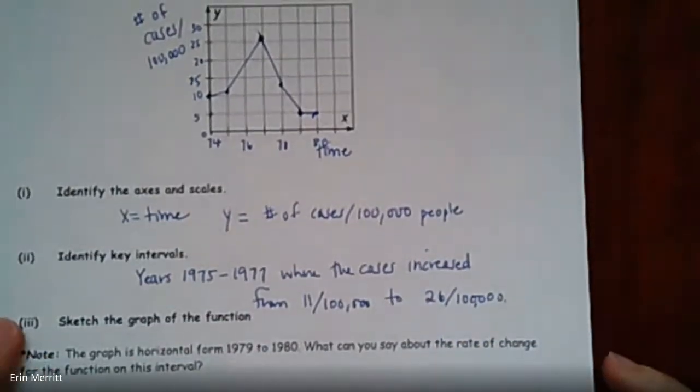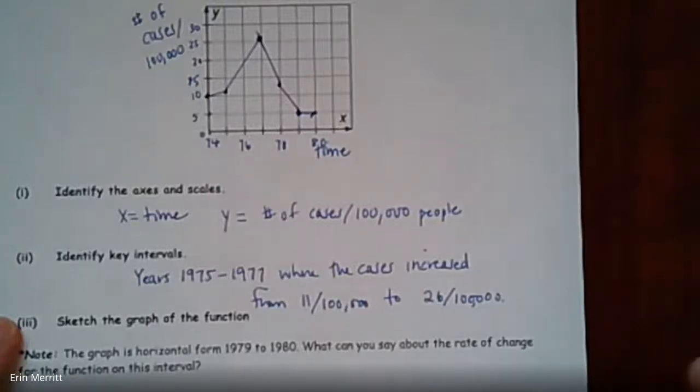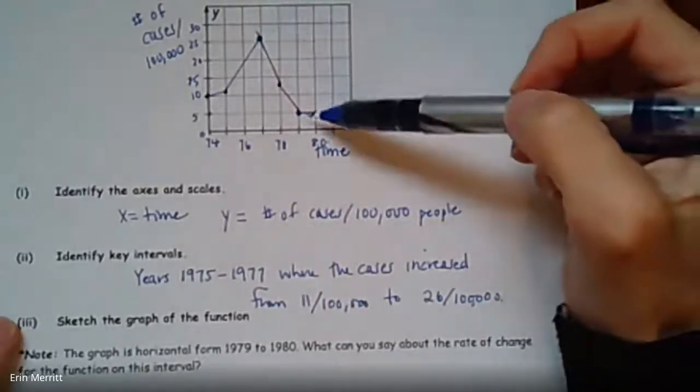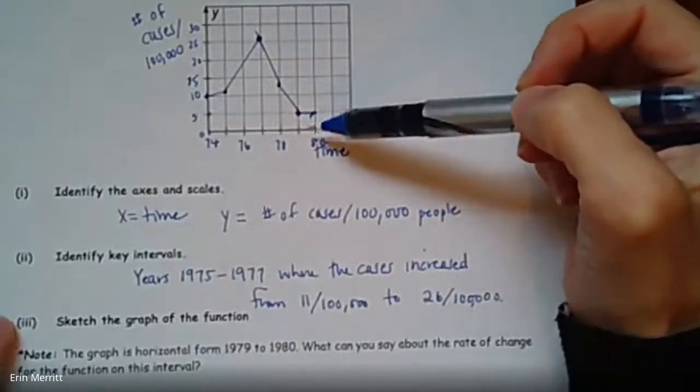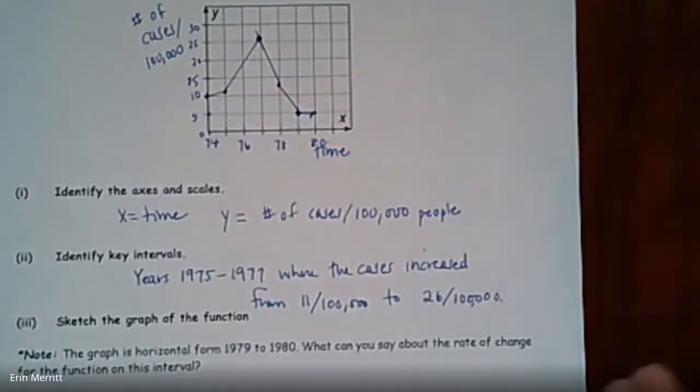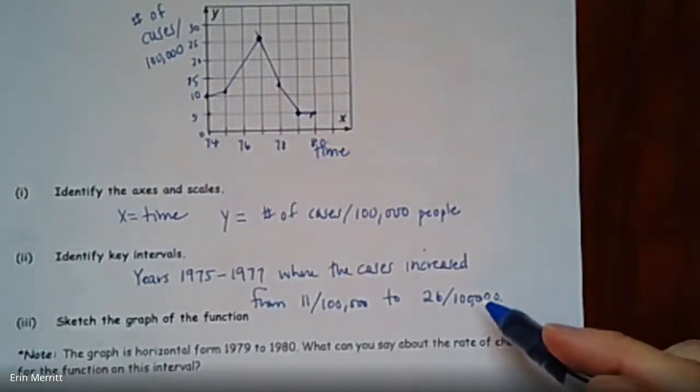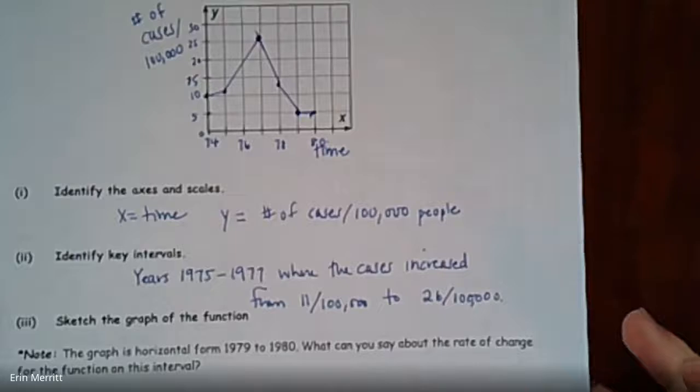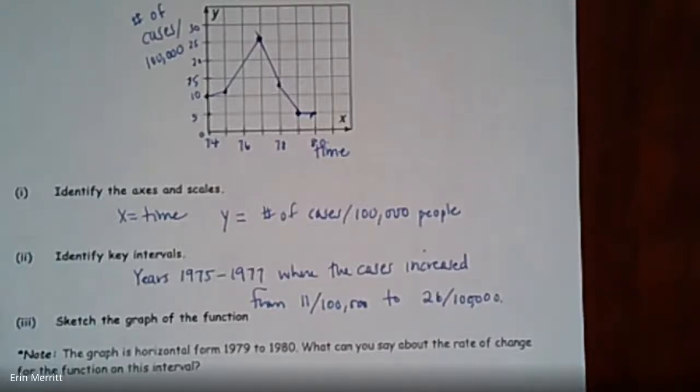But what if we want to be a little happier about it? Another key interval you might be looking at is from 77 to 79, where they got it back under control. Right? So for key intervals, we could add that one there. I don't have a ton of room, but that's okay. All right, we sketched the graph already, right?